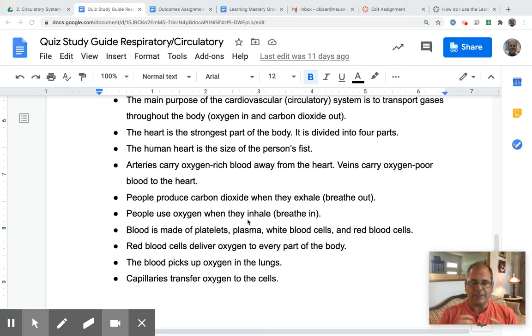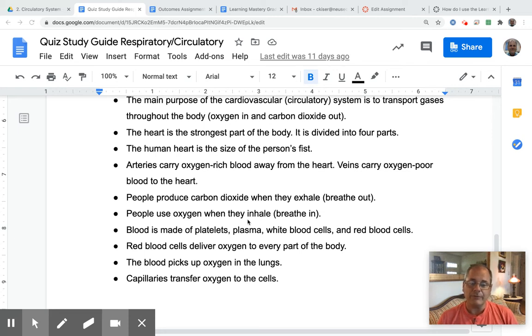Blood is made out of several things. It has platelets, plasma, white blood cells, and red blood cells. So they do different things. The plasma is the liquid which the blood cells flow through. The red blood cells carry the oxygen. The white blood cells fight infections. And the platelets are the yellow part that makes a scab if you have a cut.